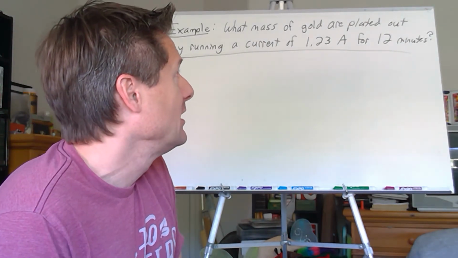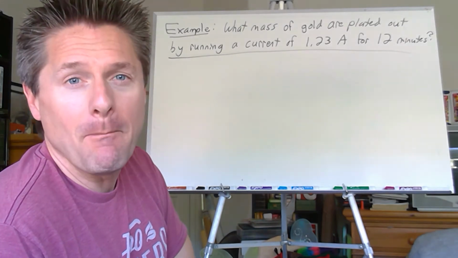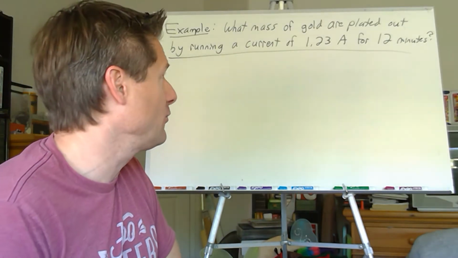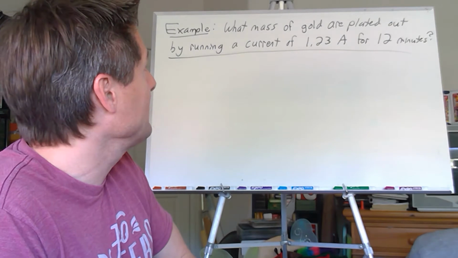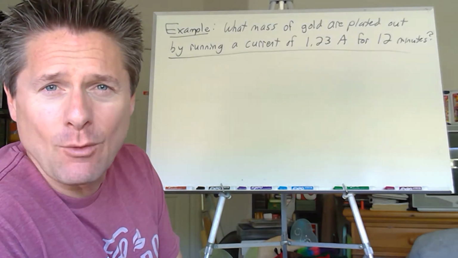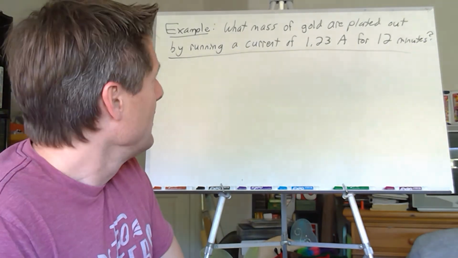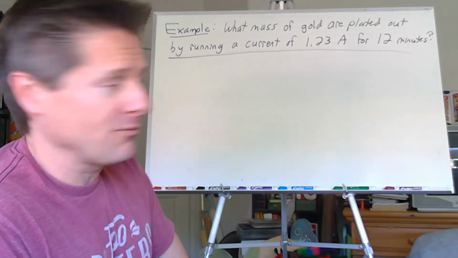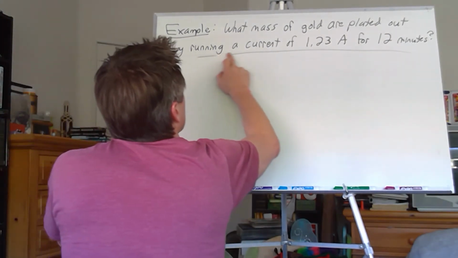What mass of gold is plated out by running a current of 1.23 amps for 12 minutes? I should probably specify what the gold's starting at, because gold can be several different charges. So let's say this is like a gold 3 solution. Let me add that.